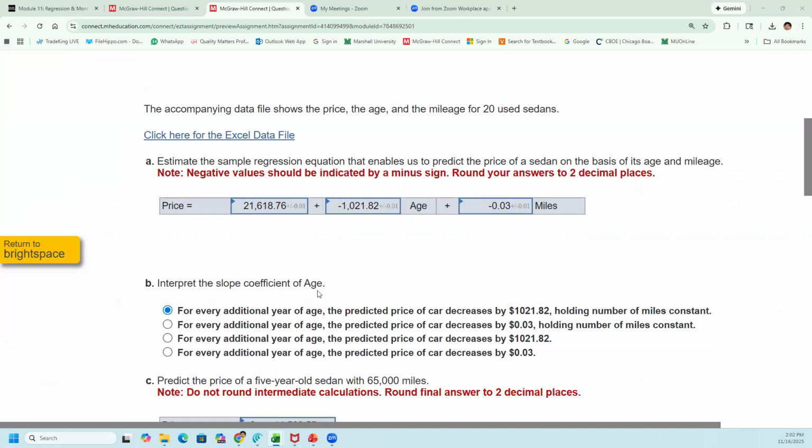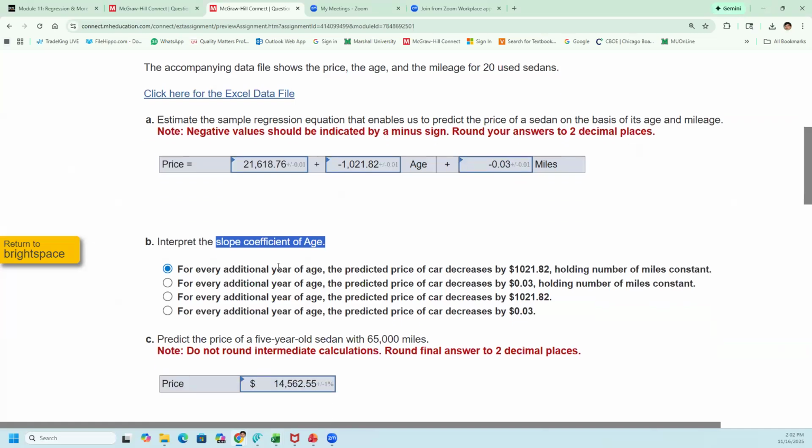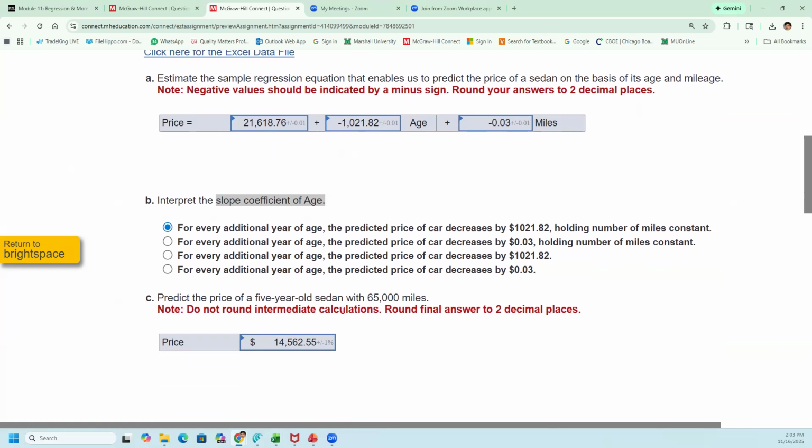So what we are saying over here, when we talk about the coefficient of age, which is minus 1,021.82, that basically means for every additional year of age, the price of the car, which we are trying to predict, will decrease by $1,021.82.